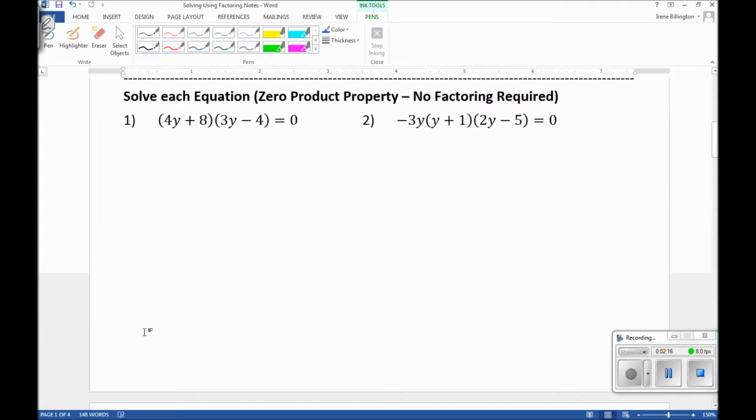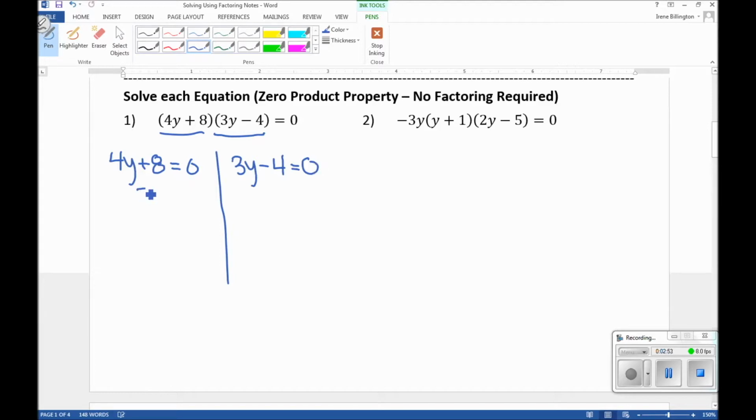So we're going to keep our focus on the zero product property. We're not going to worry about the factoring part yet. In this next example, we have 2 factors, 4y plus 8 and 3y minus 4. Because those 2 factors are equal to 0, we know that each factor can equal 0. So 4y plus 8 can equal 0, and 3y minus 4 can equal 0. We will solve each of these equations.